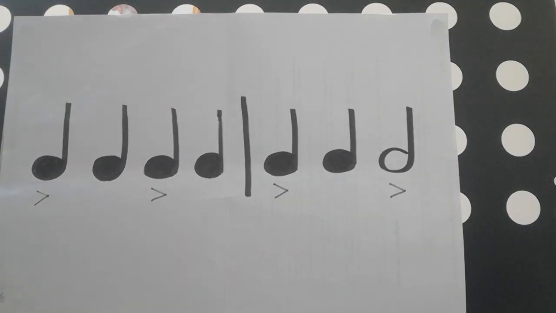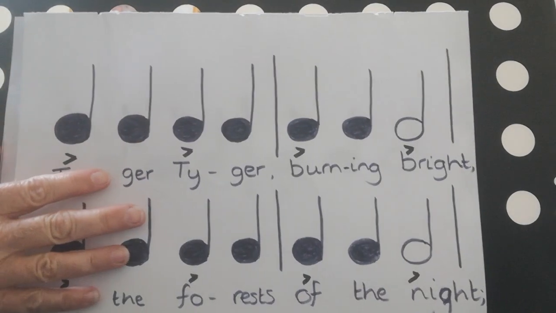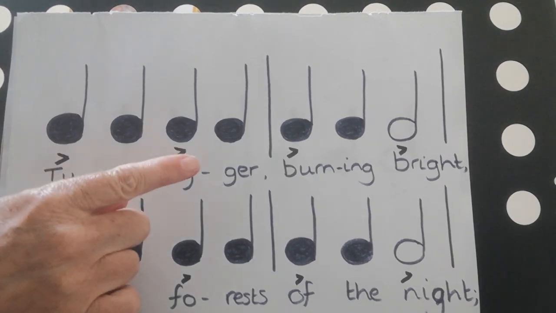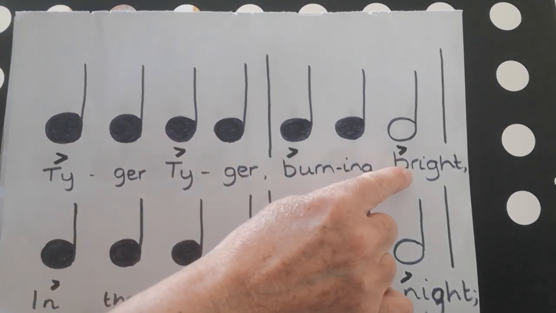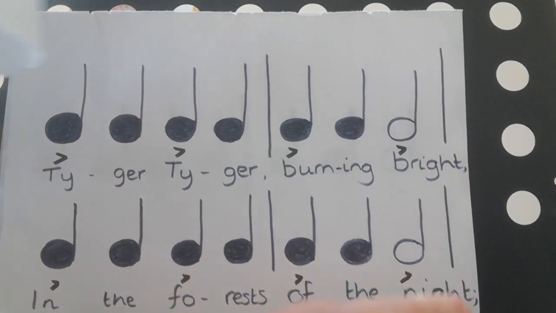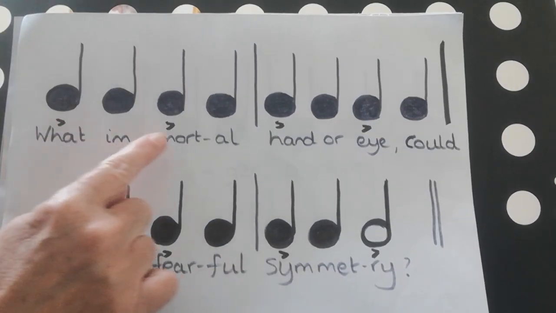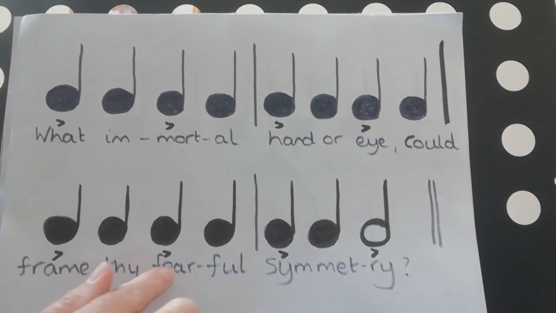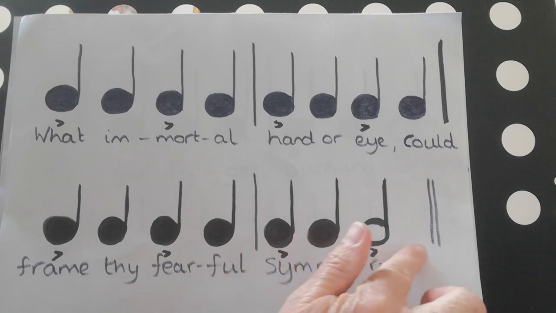So now let's try the words and the rhythm for the whole of the first verse. Here we have, let's do it together. Tyger, Tyger, burning bright in the forests of the night. What immortal hand or eye could frame thy fearful symmetry?